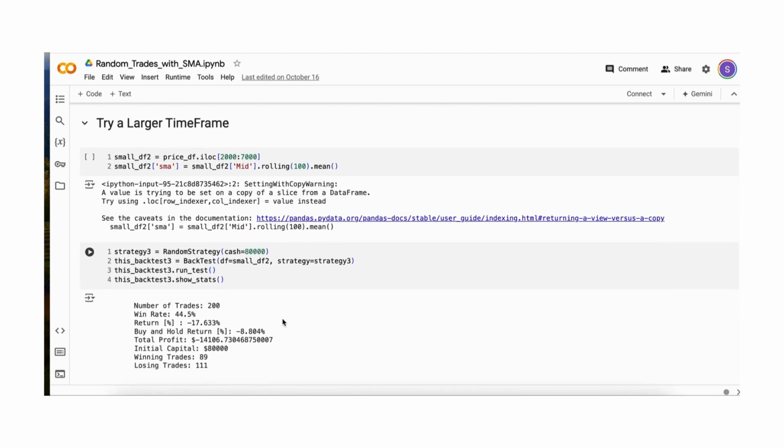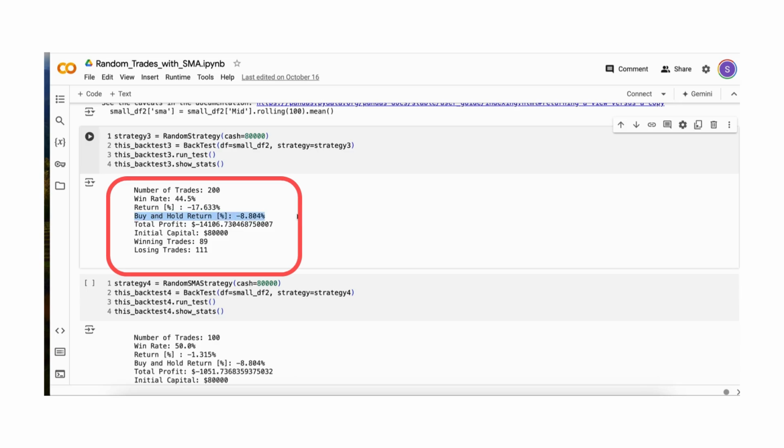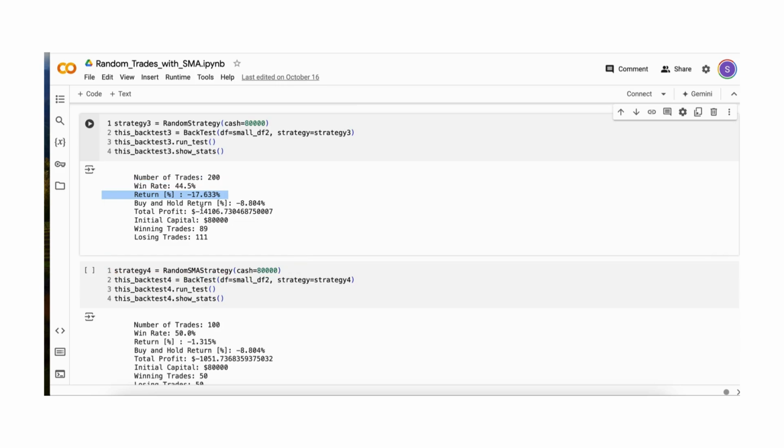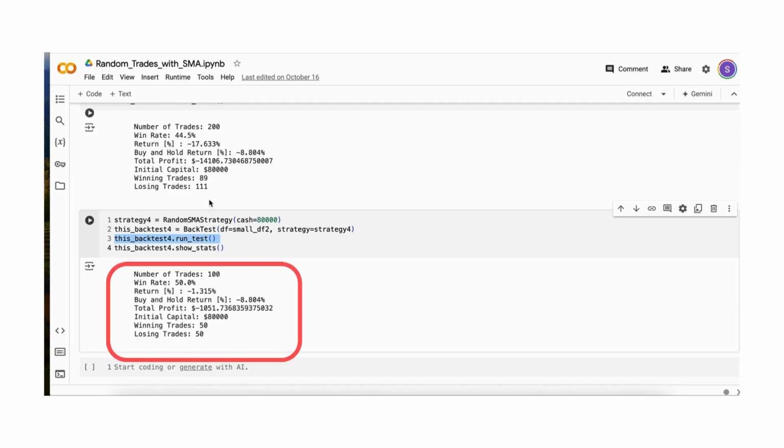How about we look at a larger time frame? So we looked at a much larger time frame, like 5,000 data points here. And again, we calculated the 100-day rolling average. So this is a case where the buy and hold is like -8%, and then the random strategy has a return that's even worse than the buy and hold. Now let's see what the random SMA strategy does. It actually does way better than the buy and hold return.